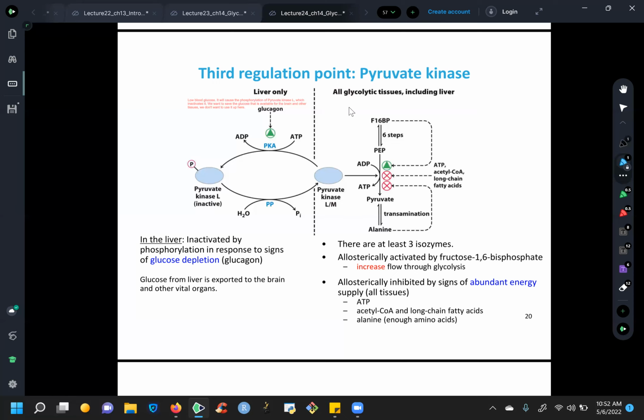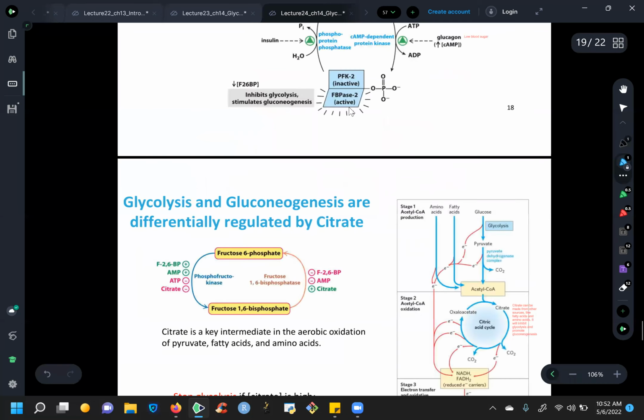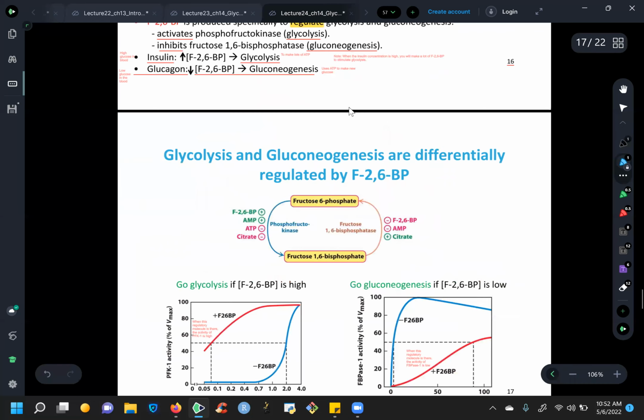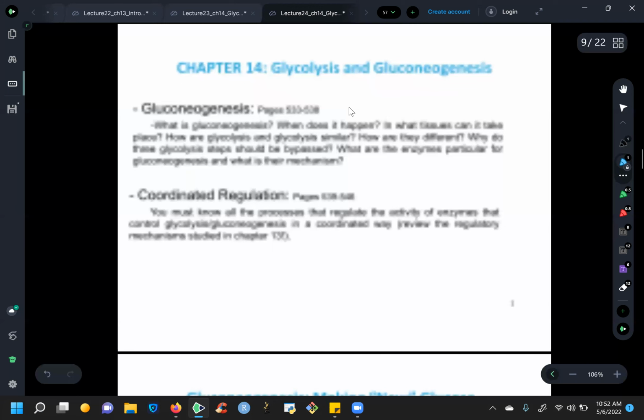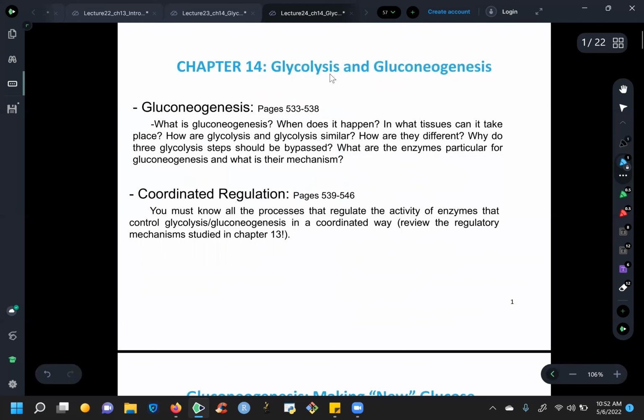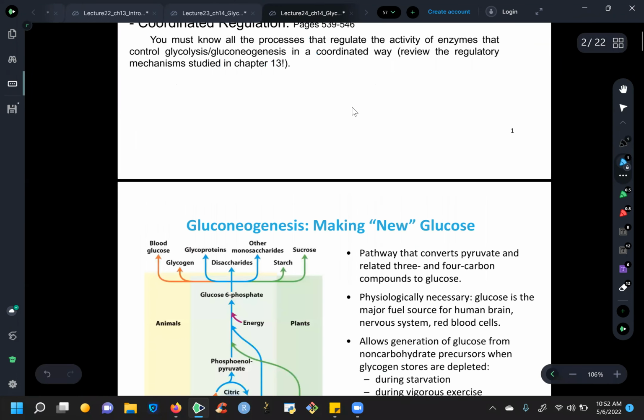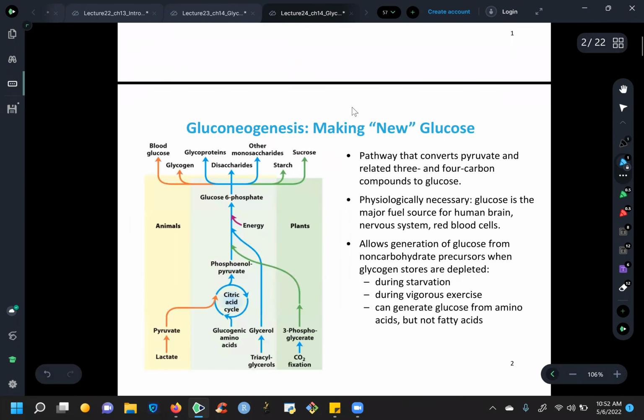Third regulation point, pyruvate kinase. Oh wait. Am I on 23 now? Or am I on 24? Sorry, I don't know which one I just finished. Okay, I don't think I've started gluconeogenesis. So we'll start 23 right now.